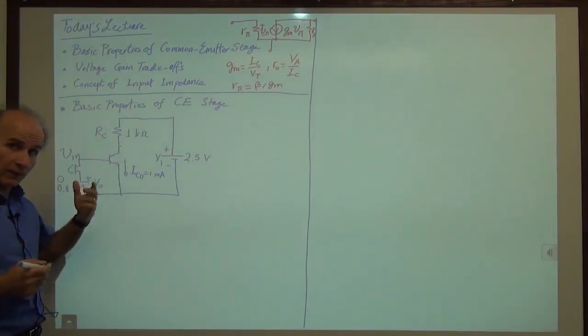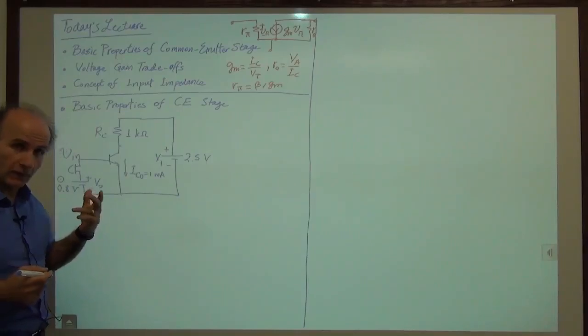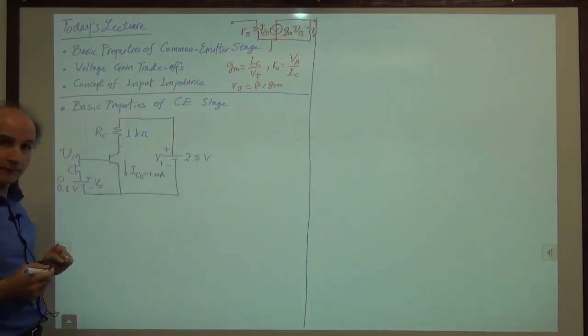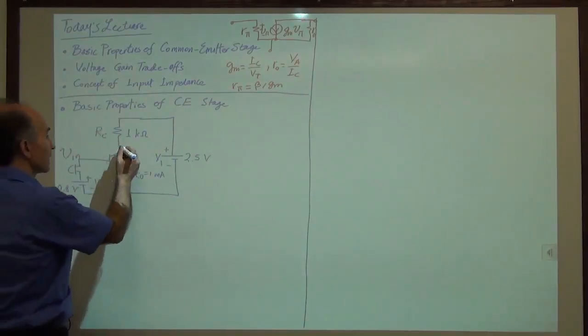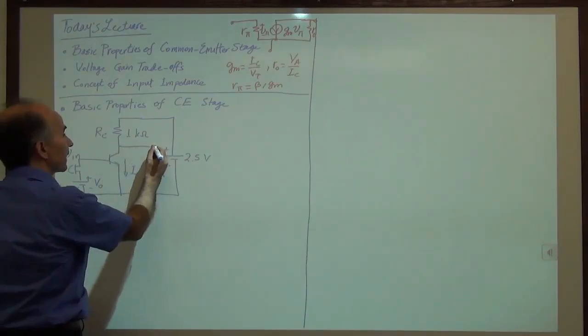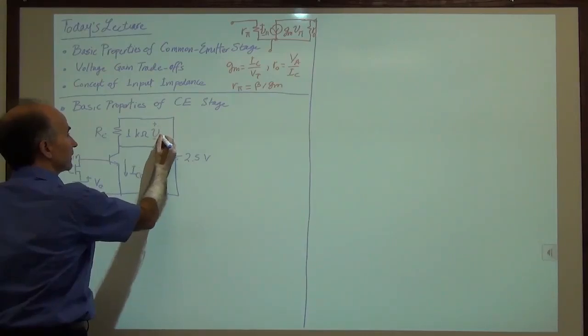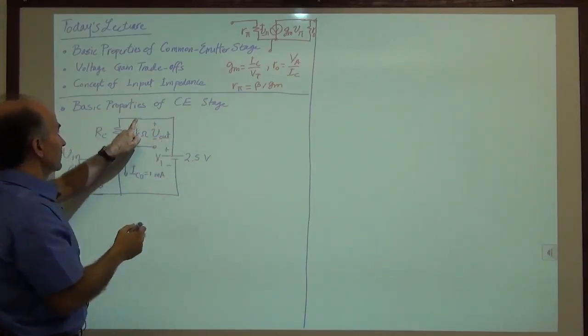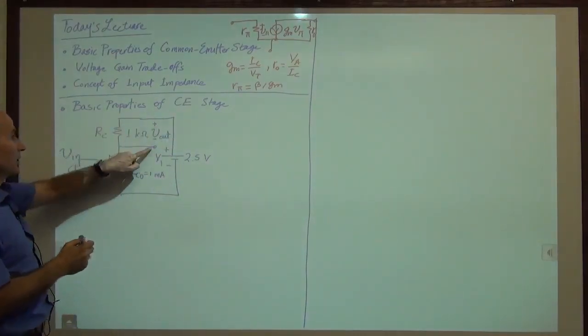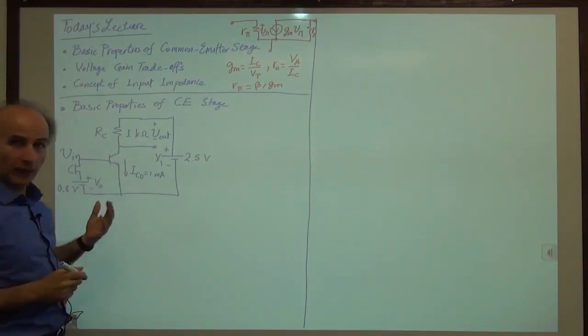So naturally, we might decide that the output voltage is the voltage across this resistor. Sure, we can do that. So let's try to bring this out here. And we say V out is right here, between this wire and this wire, right? So we can call that V out.